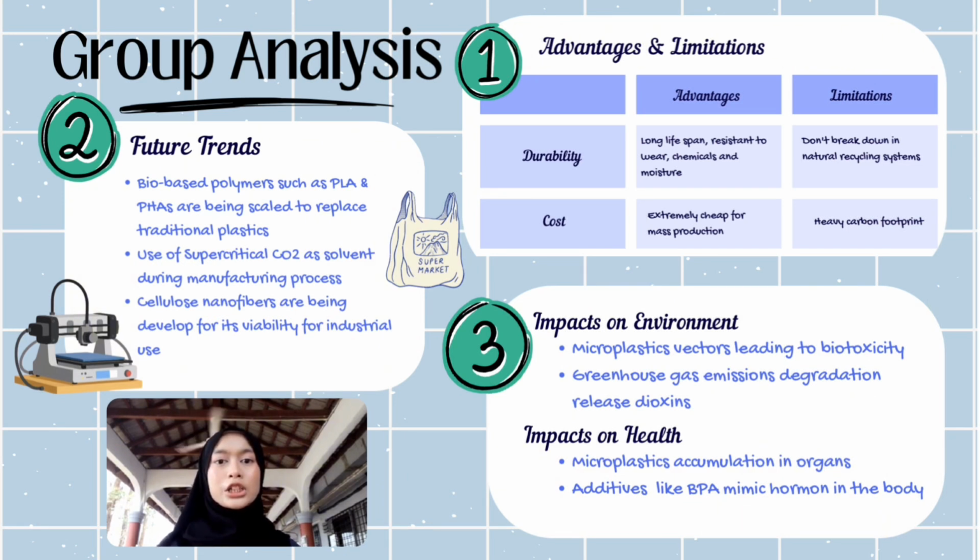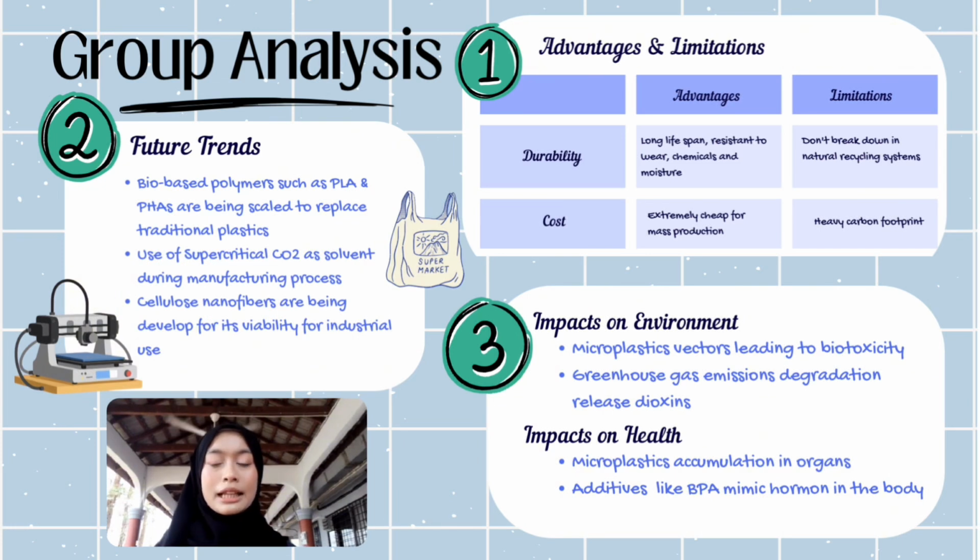And then the degradation of synthetic polymers will release dioxin and other greenhouse gases that can over time lead to climate change. Next, for the impact on health, microplastic accumulation in organs can increase the risk of cardiovascular disease, while additives like BPA that are added into synthetic polymers can mimic hormones such as estrogen that can lead to reproduction disorders.